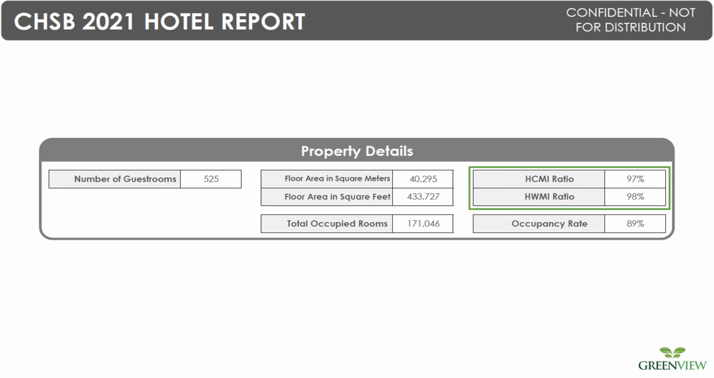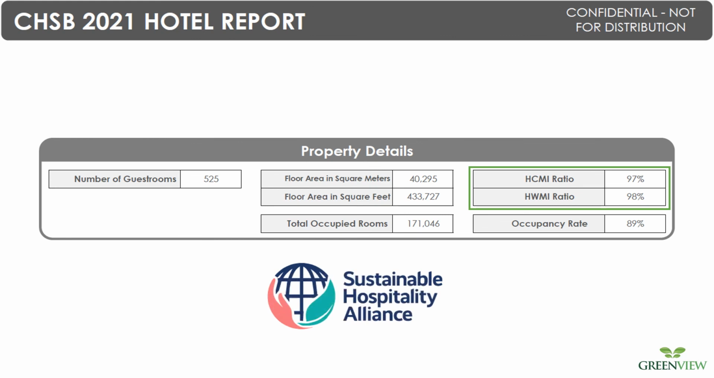HCMI stands for the Hotel Carbon Measurement Initiative and HWMI stands for the Hotel Water Measurement Initiative. These initiatives are methodologies developed by the hotel industry which provide a common approach to calculating the carbon or water footprint of one guest night and one interval of meeting space for a guest. The ratios you see here refer to the proportion of the hotel's floor area which is allocated to rooms versus meeting space for the purpose of calculating HCMI and HWMI.